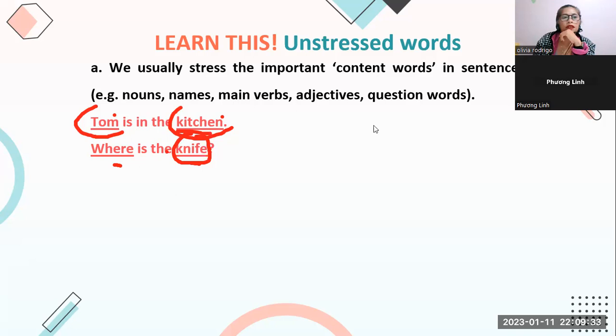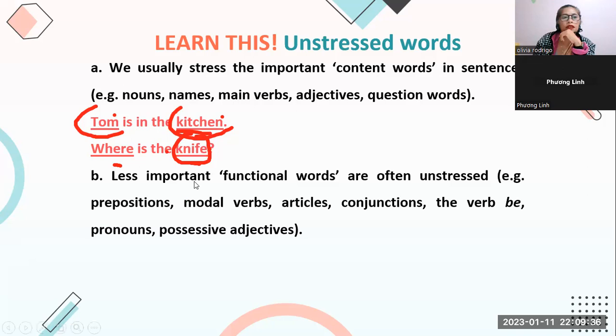Okay, next one, Lynn. Less important. It means not so important. What do you call the words which are not so important? We call them functional words. Less important functional words are often unstressed, meaning not stressed. They are prepositions, modal verbs, articles, conjunctions, the verb be, pronouns, possessive adjectives. So we call them functional words or unstressed words.